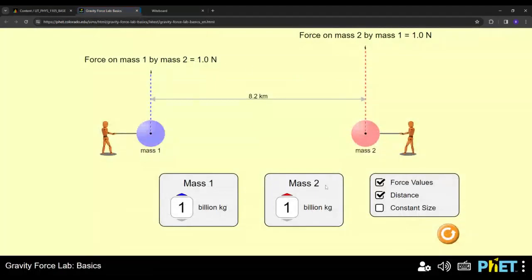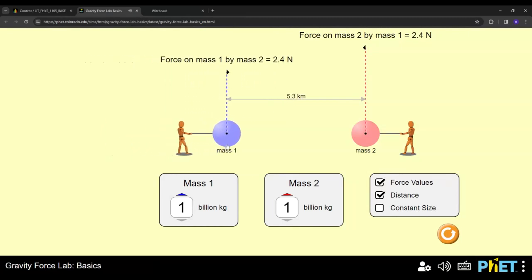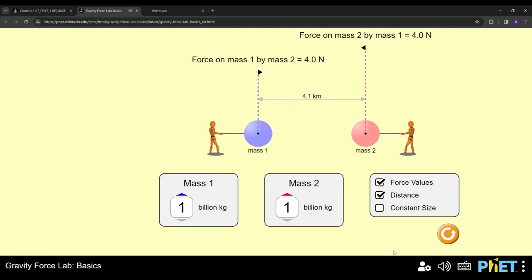I think that was enough time for a pause. We're not going to change the masses, but we're going to cut the distance in half. We're going to go from 8.2 to 4.1. And the answer probably didn't do what you expected.